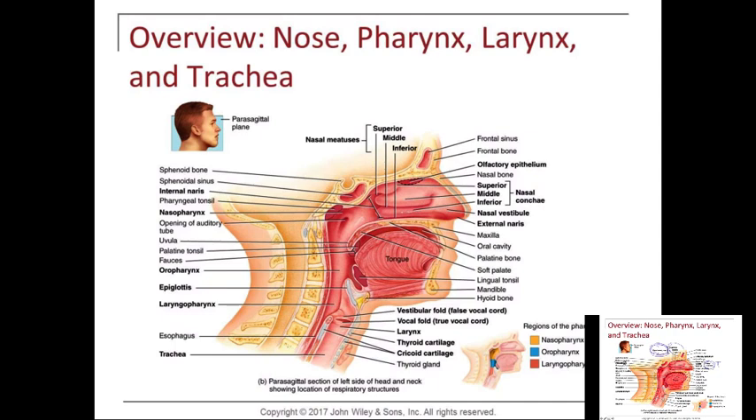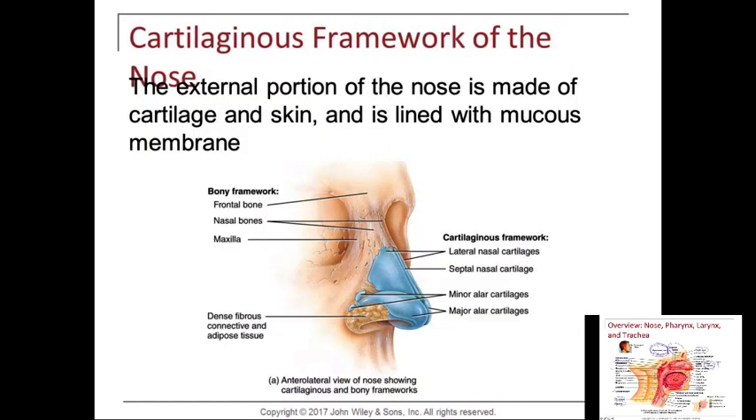Here's the sphenoidal sinus back here. Here's your frontal sinus. Here's your tongue. Look at the tongue, how much of the oropharynx that takes up. Here is the nasopharynx, the oropharynx, and the laryngopharynx. Esophagus is in the back, trachea is in the front. And then here's the olfactory epithelium.